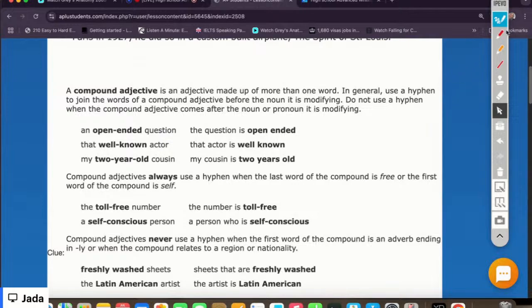All right, so a compound adjective is an adjective made up of more than one word. Okay, so it's made up of more than one word. In general, you use a hyphen to join the words of a compound adjective before the noun it is modifying. Do not use a hyphen when the compound adjective comes after the noun or pronoun it is modifying.